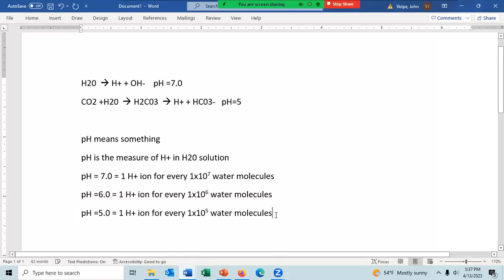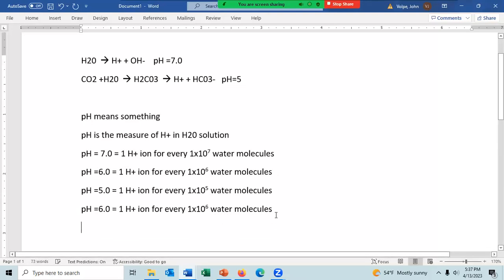pH of 8. What's your guess? What number did I put in here? Come on. 8. Yeah, good job. A pH of 8 is 1 hydrogen ion for every 1 times 10 to the 8th water molecules. And that's what the pH stands for. So the pH does mean something. It's the measure of the hydrogen ions in water solution.